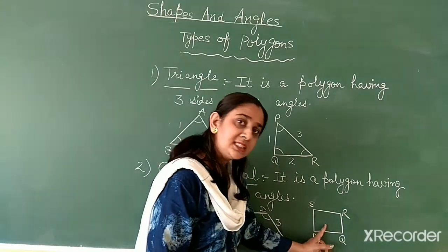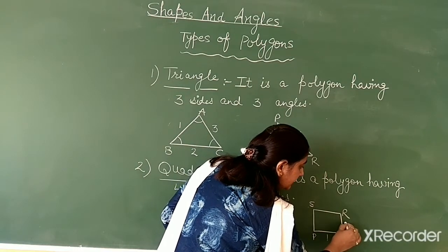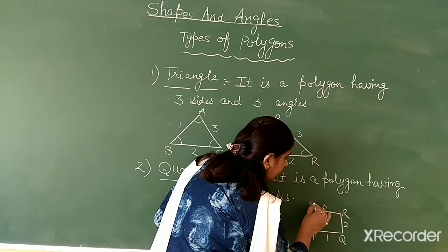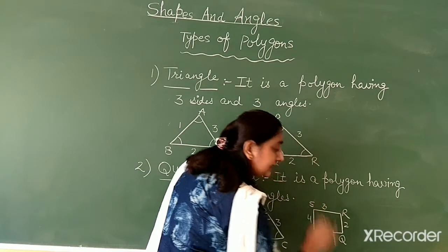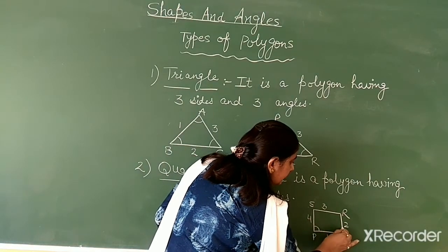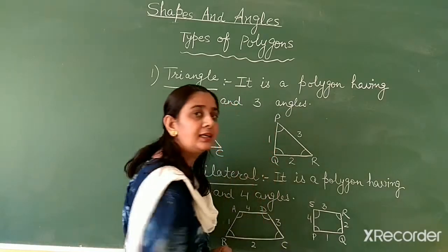Now look at this quadrilateral. In this quadrilateral, PQ is the first side, QR is the second side, RS is the third side, and SP is the fourth side. And now we will mark angles. This is first angle, this is second angle, this is third angle, this is fourth angle.